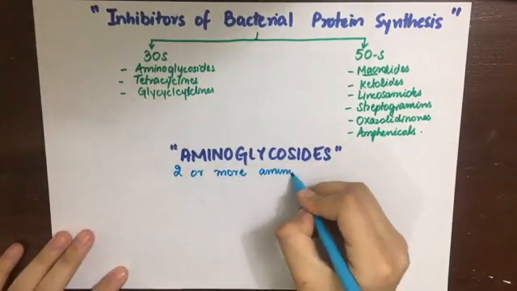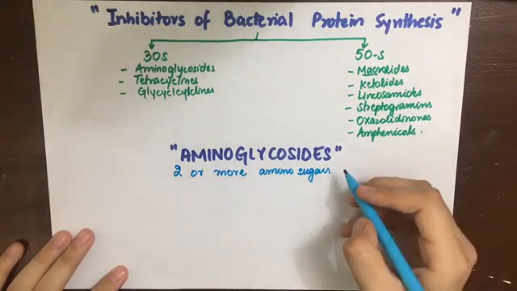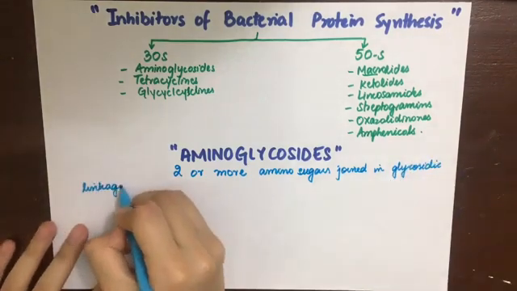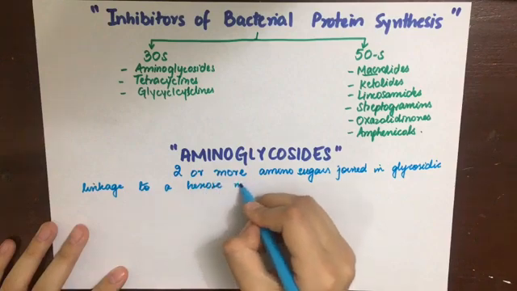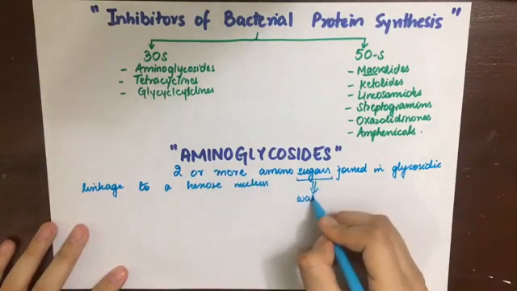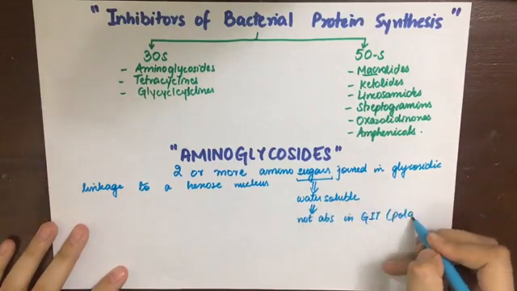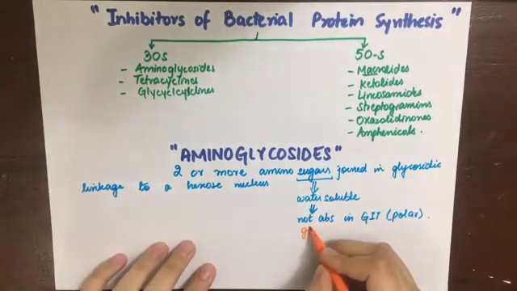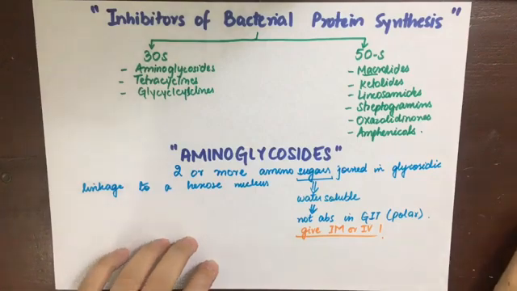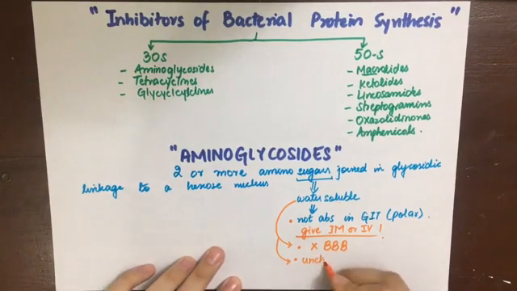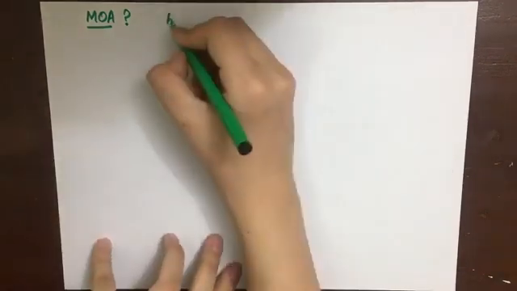Structurally, aminoglycosides are sugars. That is, they are made up of two or more amino sugars that are joined in glycosidic linkage to a hexose nucleus. Now, as it is a sugar, that means it is water soluble, right? And water soluble makes it unlikely to be absorbed in the GIT because it's polar, so we need to give it IM or IV. Due to the same property, it cannot cross the blood-brain barrier and it will be excreted unchanged in the urine and not metabolized by the liver, so we need to adjust its dose in kidney failure patients.